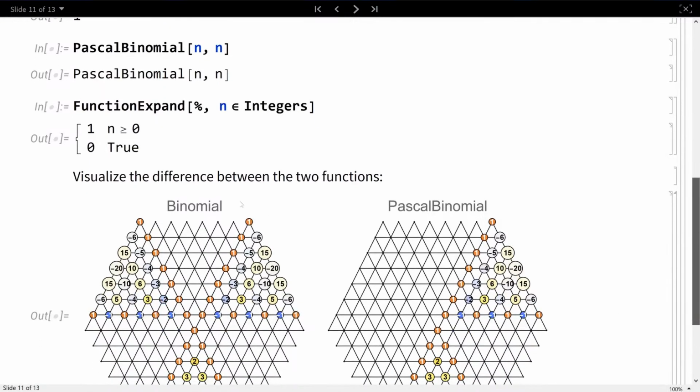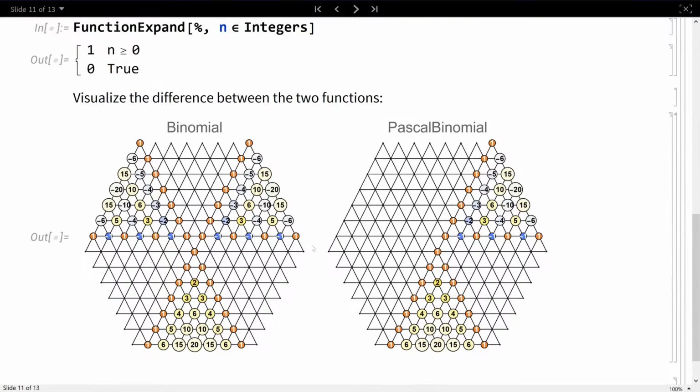If you look at this figure over here, you have the symmetric kind of binomial over here and the Pascal identity kind of binomial over here. And what we've done is to let both groups of users have their say in the new release.